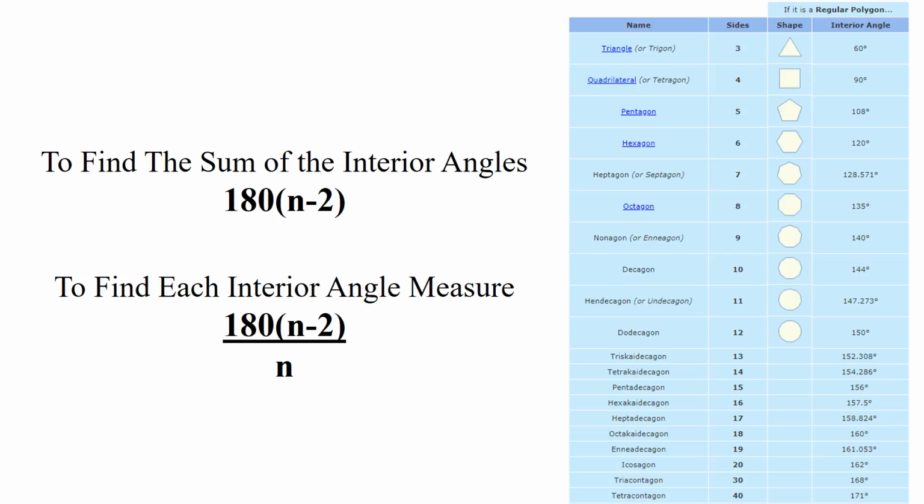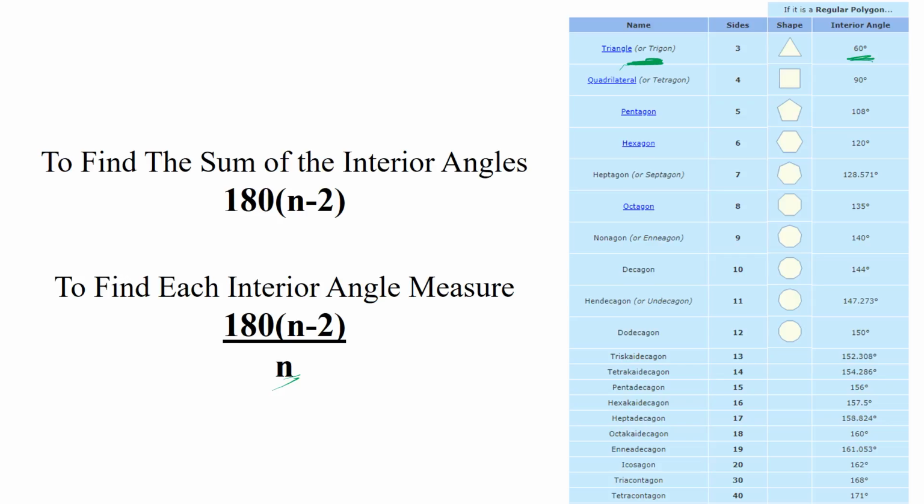As you can see over here, we have some basic names and sides of polygons. It goes up to 40. So we have the triangle, interior angles of 60. So if we put the number of sides n in here, we have n minus 2, which is 1, times 180. So we do know that the sum of a triangle's angles is 180. So that means 180 divided by 3 is, of course, 60. So you can see that right here.